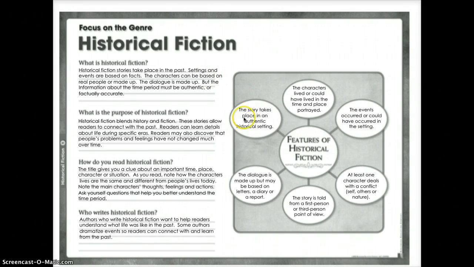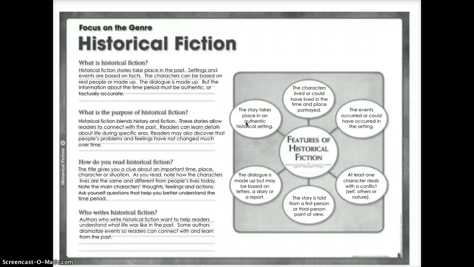And finally, when we talk about the setting, the story takes place in an authentic historical setting. It doesn't take place in some place made up. If I'm going to write a story about the 1800s, I'm not going to include the Mall of America because it didn't exist. I'm not going to include Disney World or things like that. But if I'm writing a story after the 1950s, then I can include Disneyland. If I want to write a historical fiction about a pretend trip I took when I was a child, I can think about what was around when I was a child.